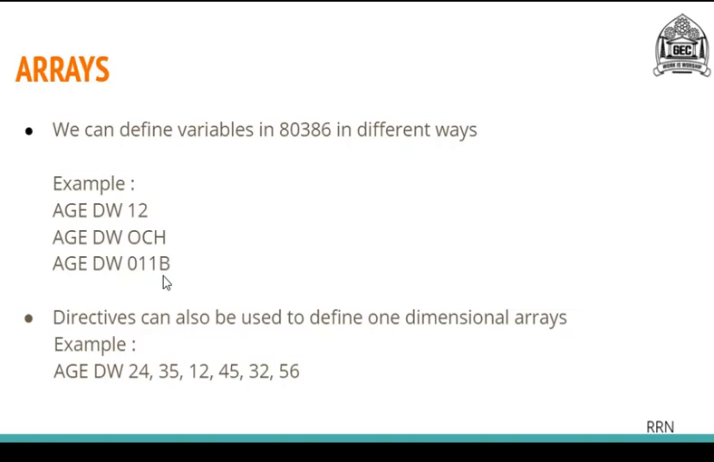Now these directives and definitions can also be used to define and declare arrays, which are one-dimensional arrays. So how can you define or declare an array? There are multiple ways in which you can declare an array. As you can see in the example over here, this shows the first way in which you can define an array in your 8386 microprocessor.